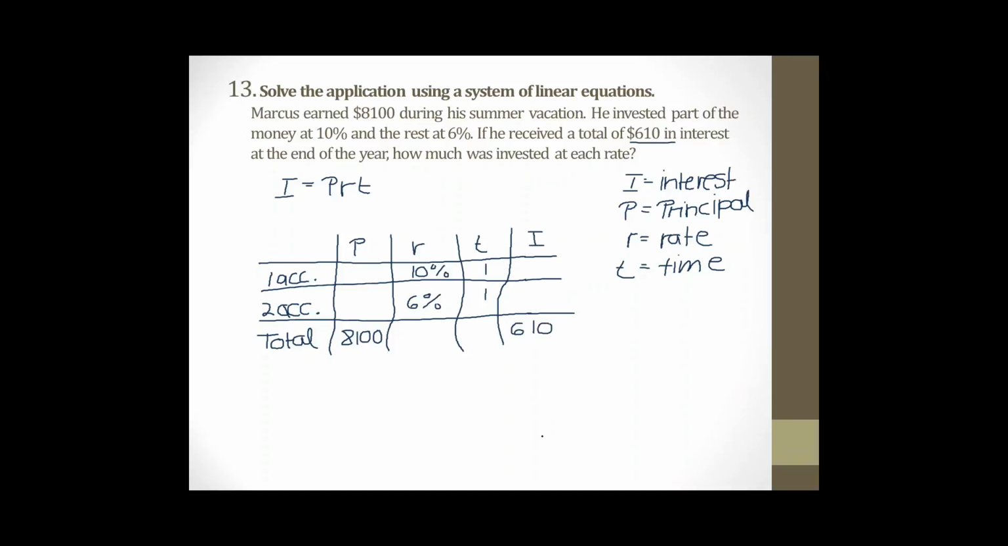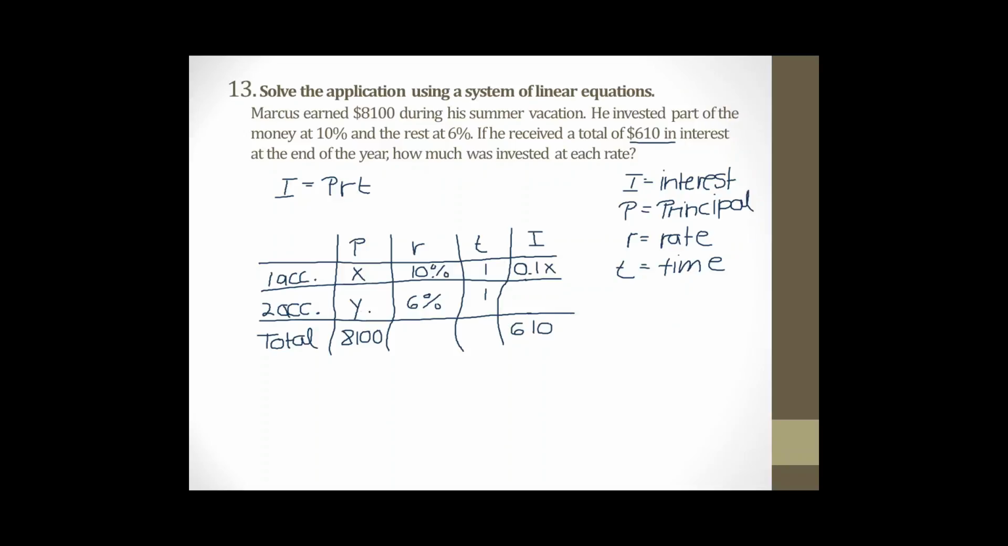So I filled in all the information that I've been given, and now I'm going to have to choose my variables. So for my first account, I'm going to choose x, and for my second account, I'm going to choose y. Now going to the right, remember I equals PRT, so I'm just going to multiply these three items together. And remember, whenever you're dealing with a rate, you also have to convert it into a decimal. So 10% becomes 0.1. You move the decimal place 2 places to the left. So multiplying these together, I get 0.1x times 1 is still 0.1x.